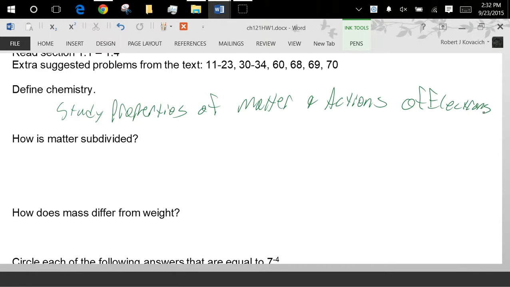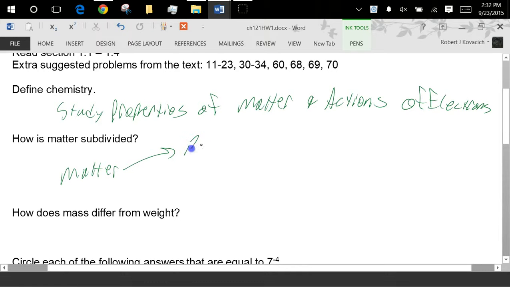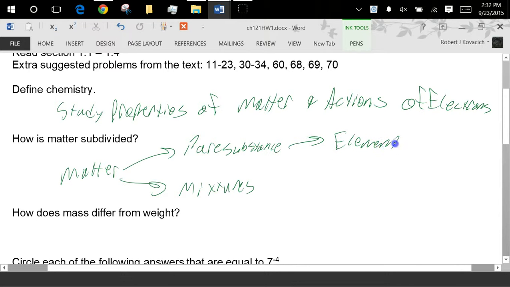So how are we going to subdivide matter? What are the ways that we do that? I have matter, and then what do I do with it? Elements and compounds. Okay, so I break it up into pure substances, and I break it into mixtures, and then what can I do with that? I heard elements. What else comes out of pure substances? Elements and compounds. Compounds.